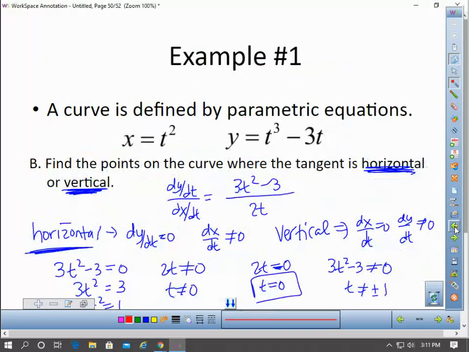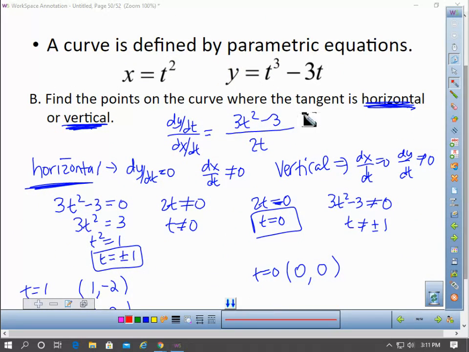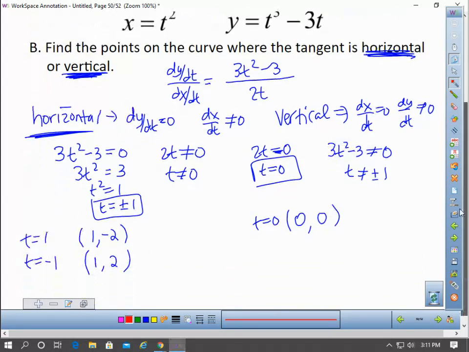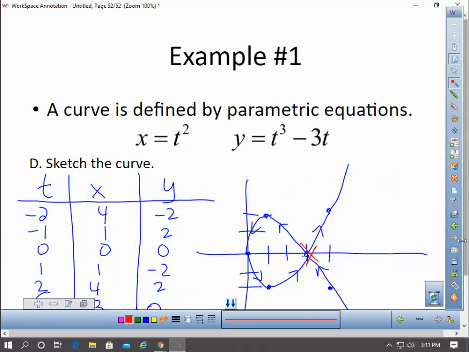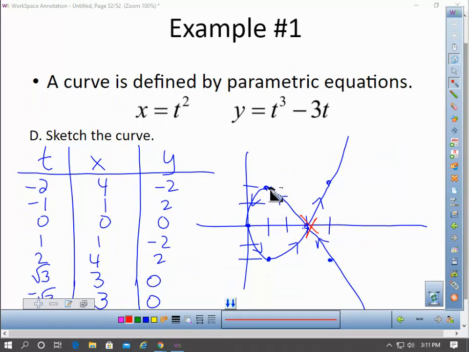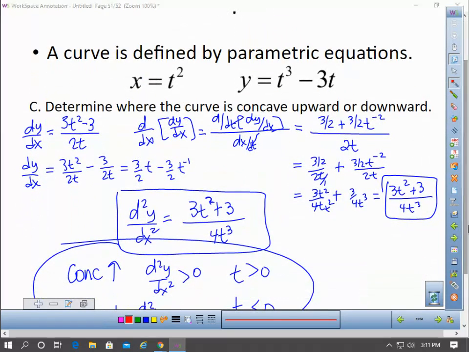All right, then on part B, we were looking for horizontal and vertical tangent lines. So at the points 1, -2 and 1, 2, we have horizontal, and at the origin, we have a vertical tangent line. So let's look at that. So at the point 1, 2, we have a horizontal. At the point 1, -2, we have a horizontal. And at the origin, we have a vertical tangent line. All right, so everything we figured out has happened, using our calculus.